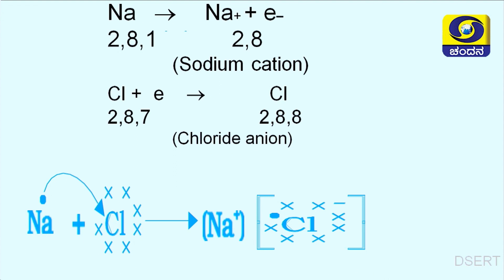Similarly, chlorine is taking that electron that was given away by sodium. Earlier chlorine had an electronic configuration of 2, 8 and 7. Now, chloride anion will have 2, 8 and 8. So, now you can see the transfer of electrons from sodium to chlorine and it forms sodium chloride.